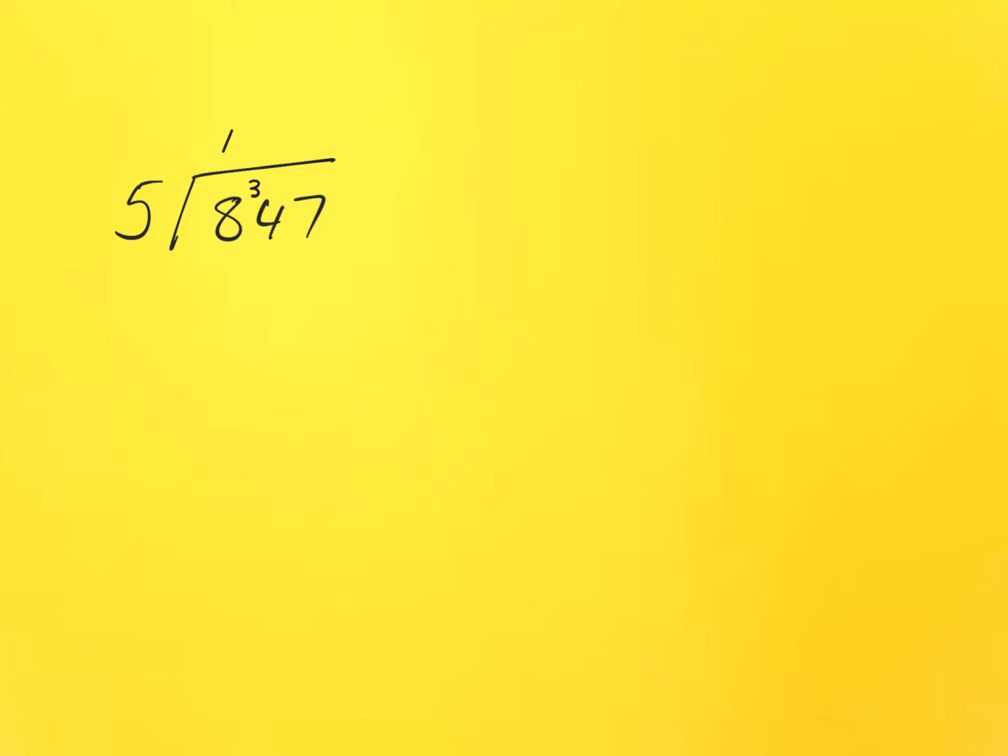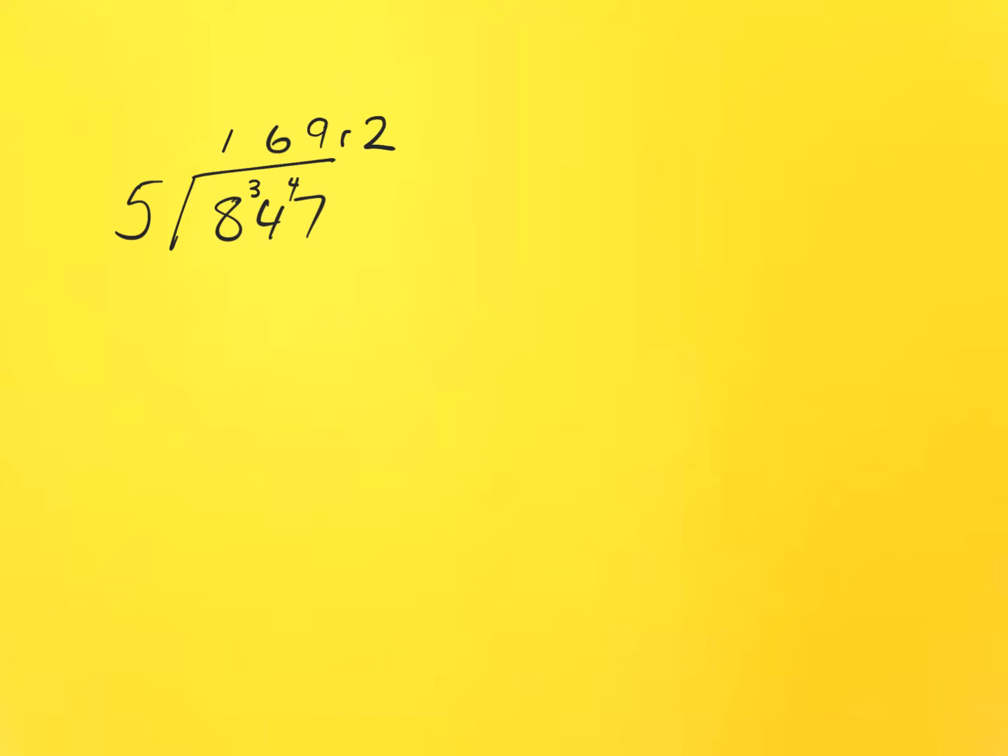Well, it goes in 6 times, and 6 5s are 30. What's left over to get to 34? Well, 4 left over. And finally, how many times does 5 go into 47? Well, it goes in 9 times, and 9 5s are 45, 46, 47. So therefore the answer is 169 remainder 2. Now this is how we would do short division.